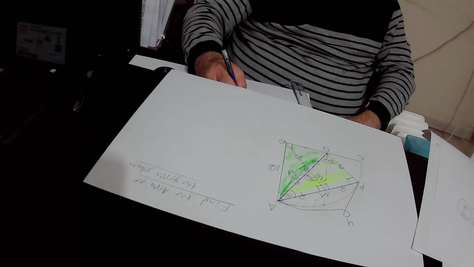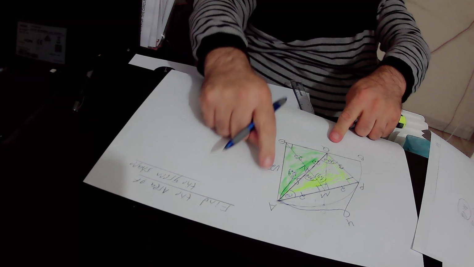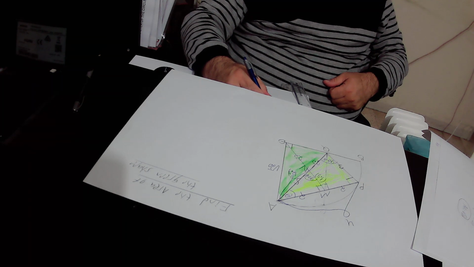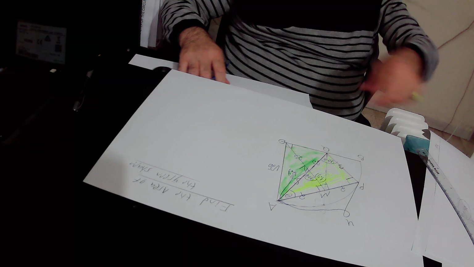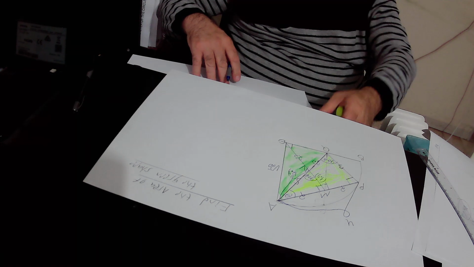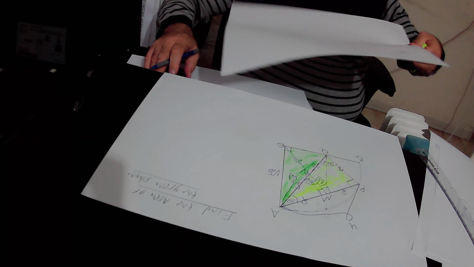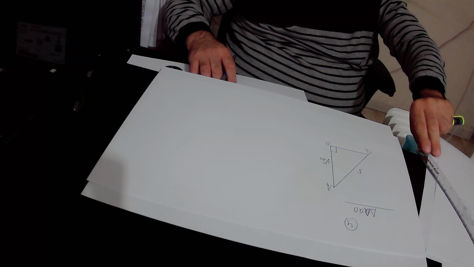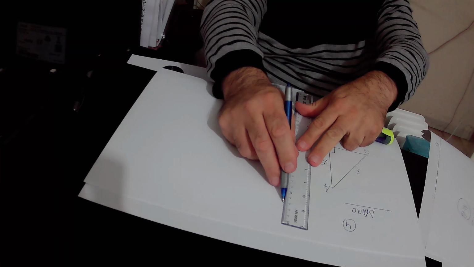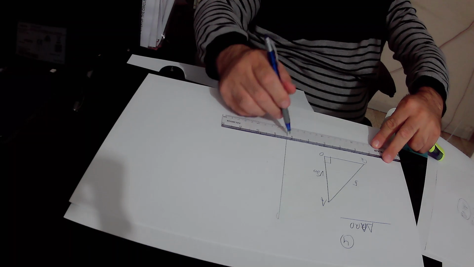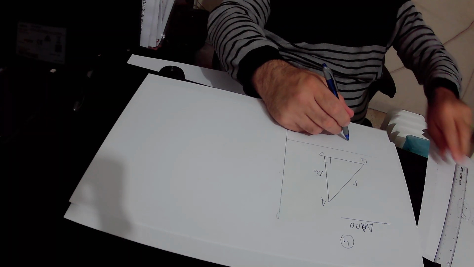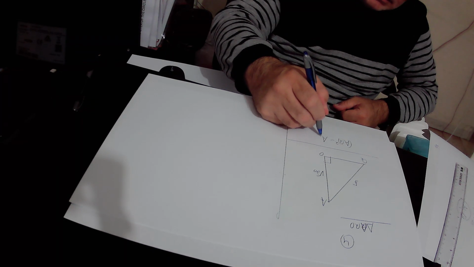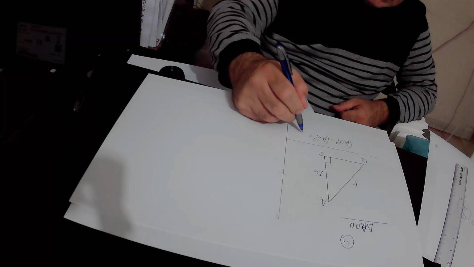AO equals the square root of 20 units. The length of AQ equals 5 units. It is given in the question. So actually, this is the right triangle AQO according to the original drawing. According to the Pythagoras theorem, we get here that AQ square equals AO square plus QO square.